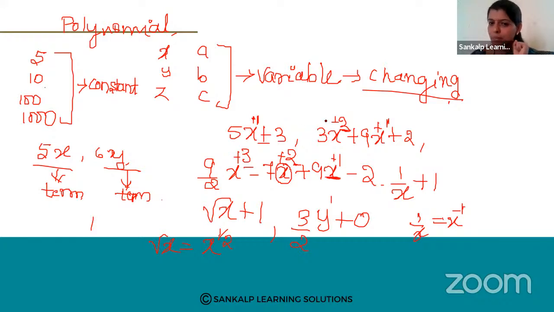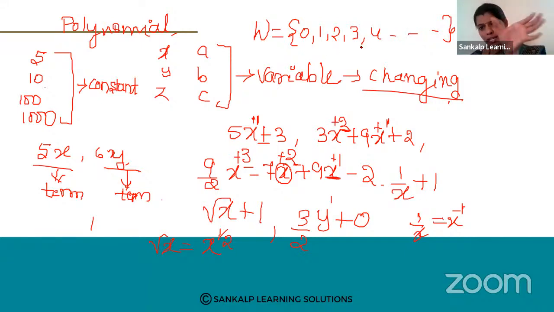Yes, my dear students, remember, if the variable power is a whole number, what do you mean by polynomial? A polynomial is a special algebraic expression whose variable power is a whole number. Then what do you mean by whole number? Whole number means W is equal to 0, 1, 2, 3, 4, right? That means the set of whole numbers contains only positive numbers. There are no negative numbers, fractions, or decimals.